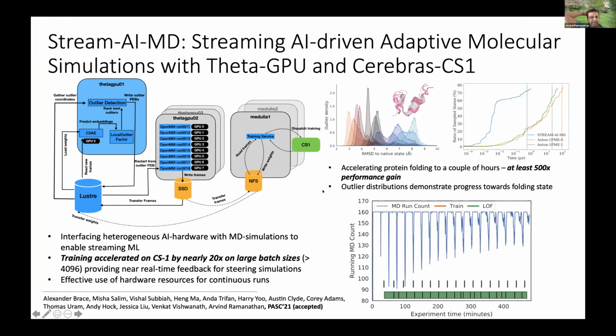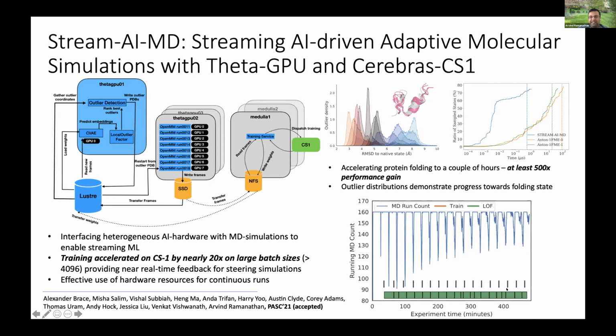So AI hardware has become a huge thing. And we can actually train on very large batch sizes, especially with something like the Cerebras CS-1, where you can get nearly 20x the large batch sizes we really care about. And this effective use of the hardware under continuous resource runs is important. That enables us to get at least 500x performance gain in terms of the sampling that we really care about. And it is basically looking at how the resource is being utilized.